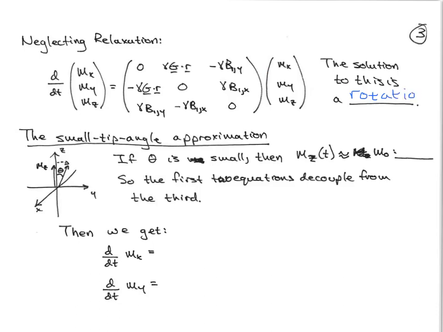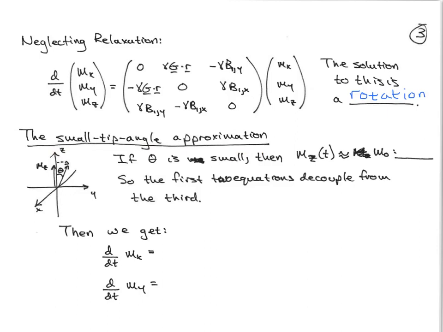That is an operation that transforms the vector mx, my, mz, but does not change its length. Okay, so now we're going to get into a pretty central and important concept of the RF part of this course, and that is the small tip angle approximation. This is very important to understand, so I'm going to present it a couple of different ways.